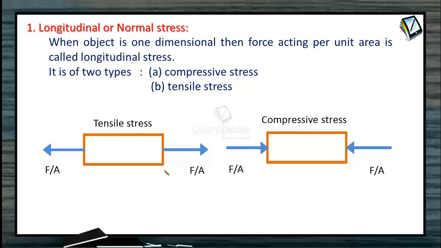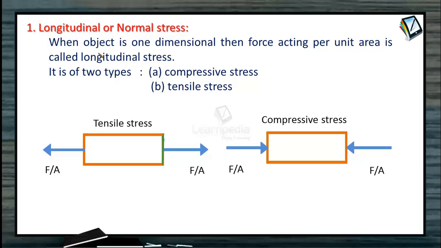For example, here is a rod and we apply force F on both ends in opposite directions. So it is the situation of tensile stress, because such kind of force has a tendency to increase the length of the rod. But in this other case, the force is applied at both ends in such a way that they are trying to reduce the length of the rod. So this is compressive stress. Both ways it is longitudinal stress, or the normal stress also, because this particular force is perpendicular to the area on which the stress is calculated. That is why it is also known as the normal stress.